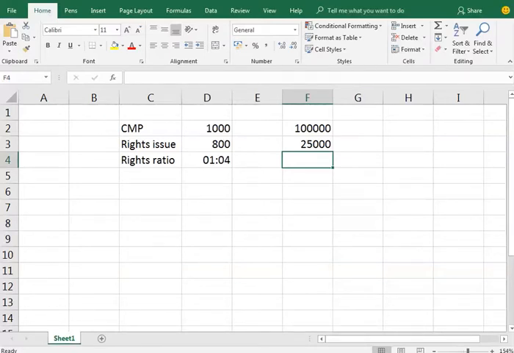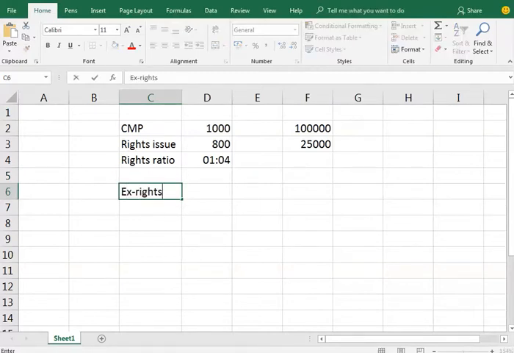So now, post the rights issue, theoretically the value is expected to be, I'll give the formula, 1000 into 1 lakh plus 800 into 25,000 divided by 1,25,000. Just a weighted average. It will be 1000 into 1 lakh plus 800 into 25,000 divided by 125. Can you tell me what number this will be? Ex-rights price.